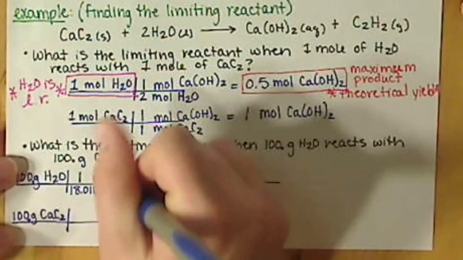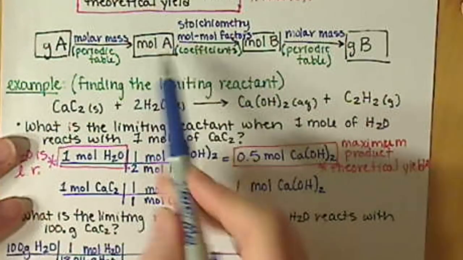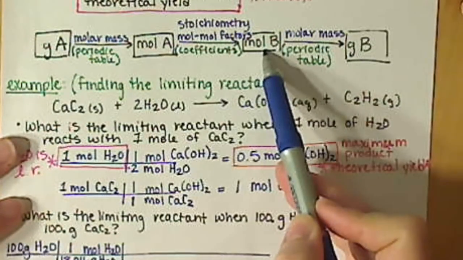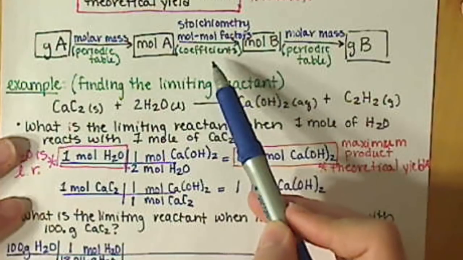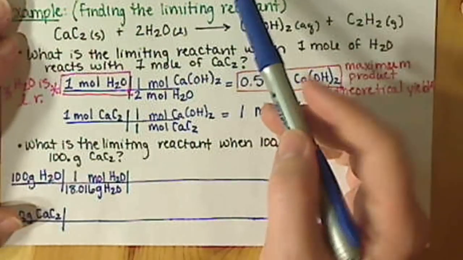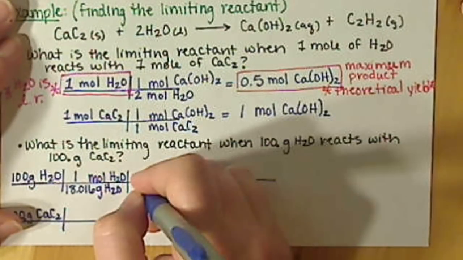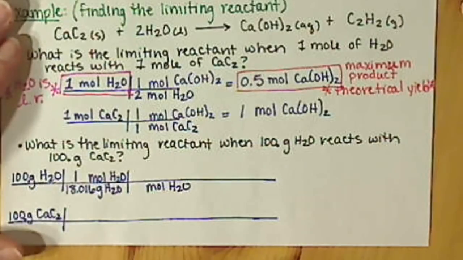Next step, we're at moles of A now. We want to go from moles of A to moles of B. So we're going to use our stoichiometry, and that's where the coefficients come into play. So we're at moles of water, so we're going to put moles of water in the denominator so those units cancel.